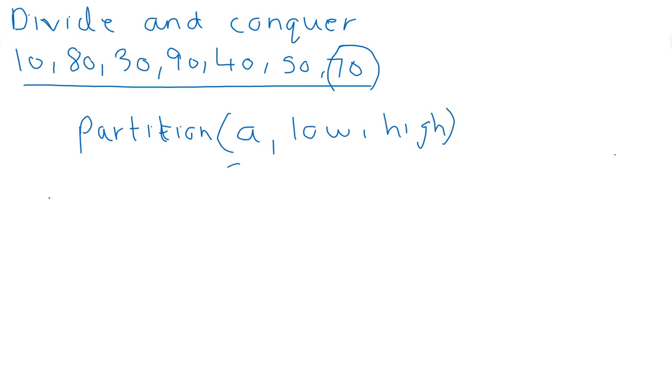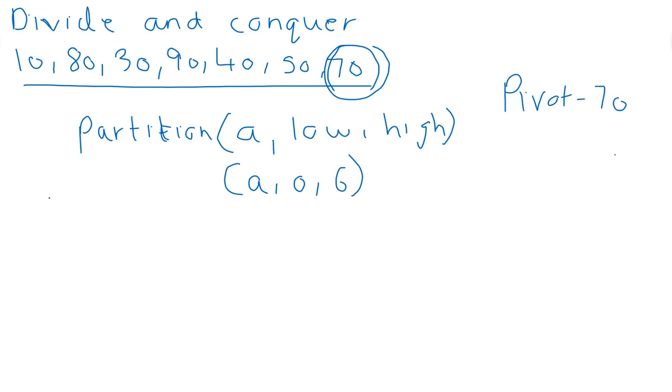So for my array A, the low index is 0 and the high index is 6 (0, 1, 2, 3, 4, 5, 6). Okay, so this is my partition function. What I'm going to do is choose the last element as my pivot element. So my pivot element is 70. I know my pivot is 70.